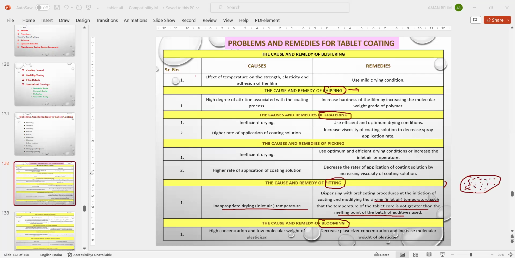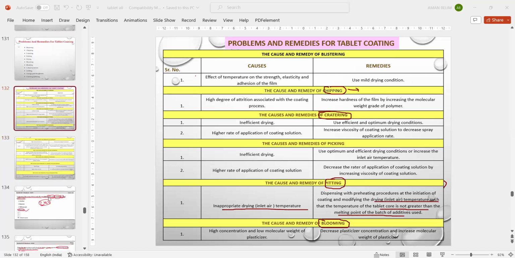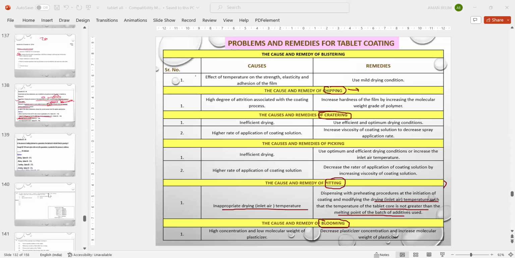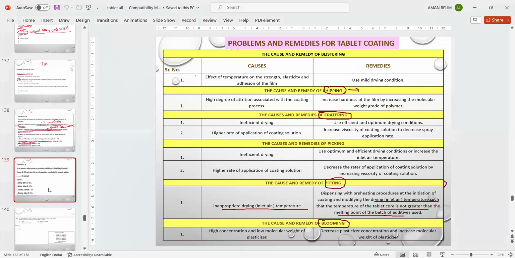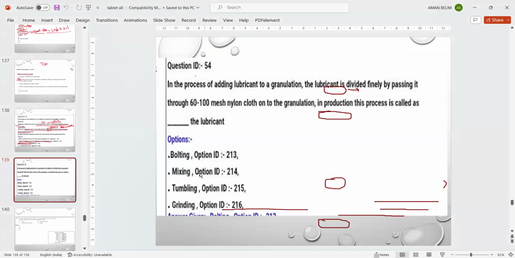Now we'll move towards some MCQs, and then for 10-15 minutes, we will also look at the micromeritics and rheology chapter. So we'll start with this question.